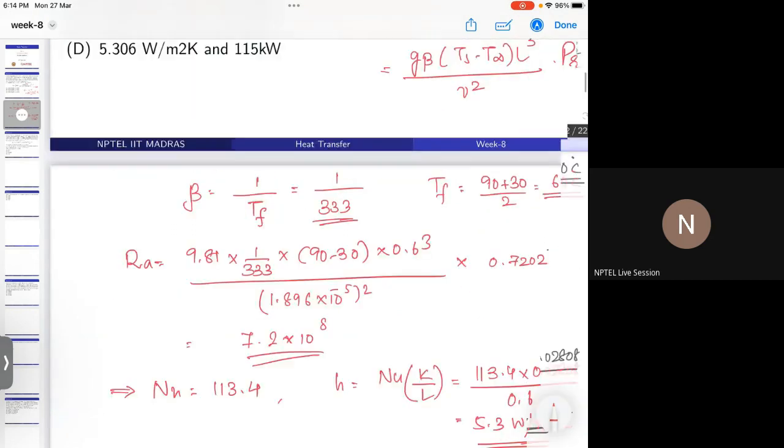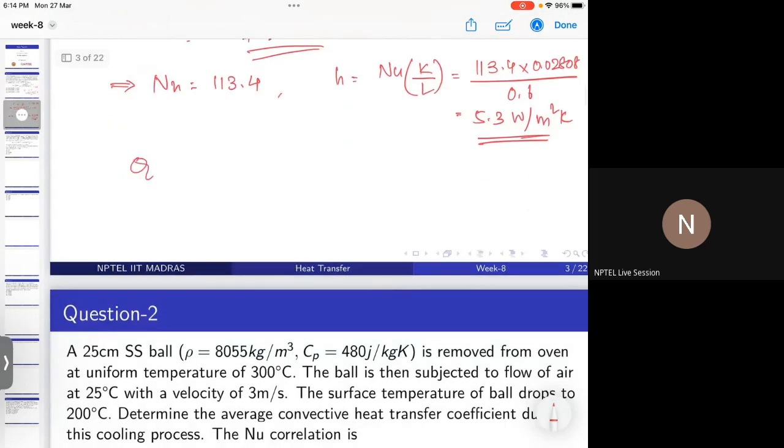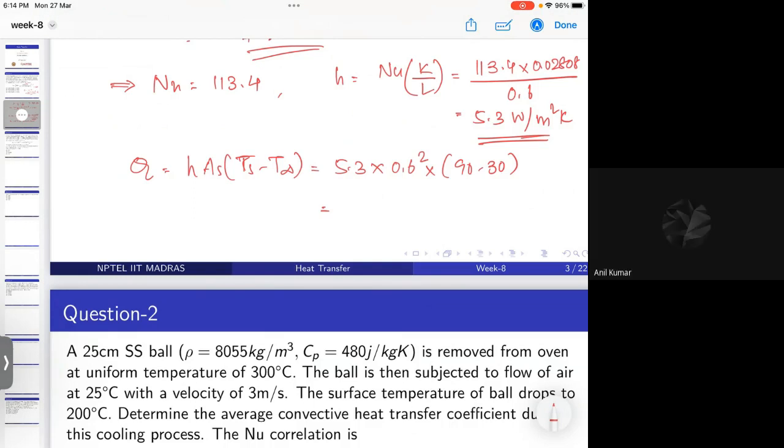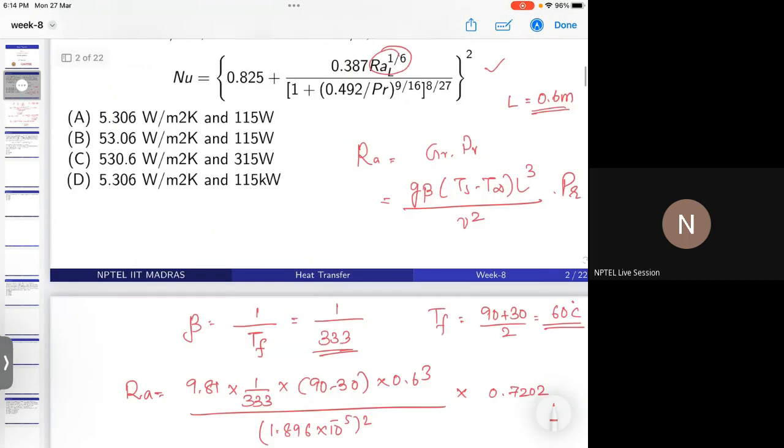What is Q? That is the first part, we got the first part. What is Q? It is the heat transfer rate. That is h A_s (T_s minus T_infinity). Can you please calculate? That is 5.3, area, it's a square, so L square, into 90 minus 30. 114.5. How much? 114.5. Okay. So the closest answer is 150.